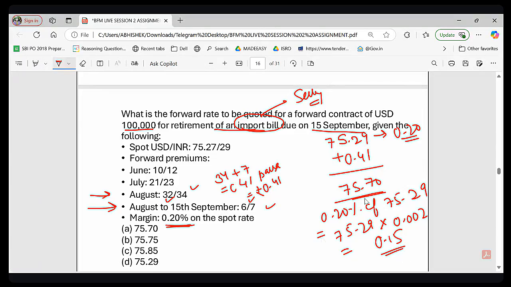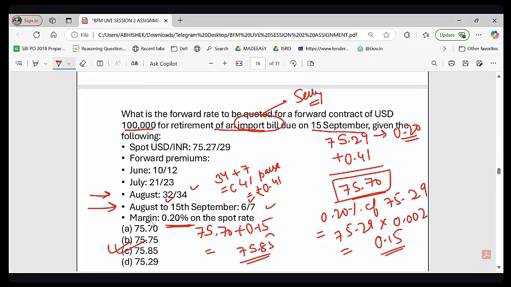Now what will you do? You will add this to the previous rate, the rate we had obtained. 75.70 plus 0.15, right? So how much will you get? 75.85. So what will be the answer? Option number C will be the answer. Yes, absolutely correct. So the forward rate is 75.85.